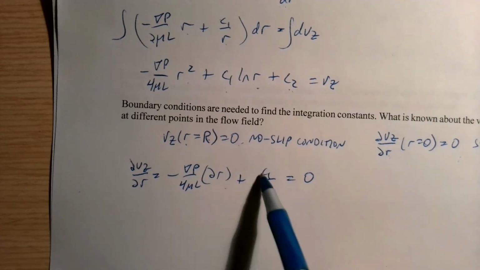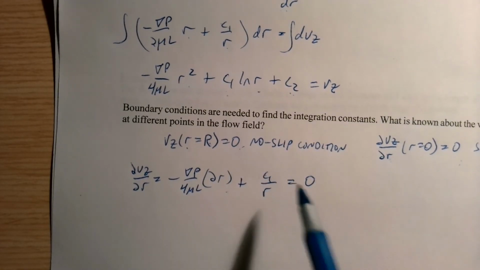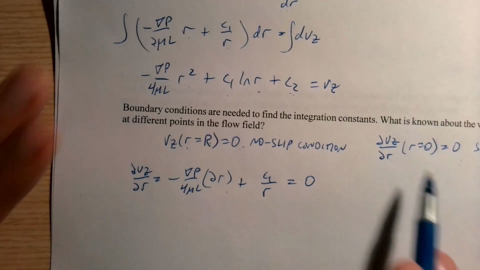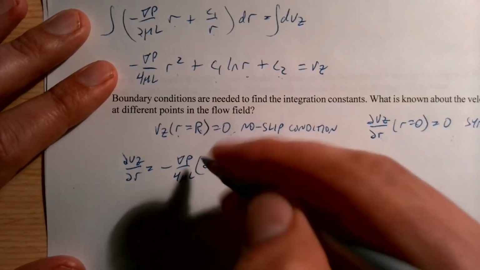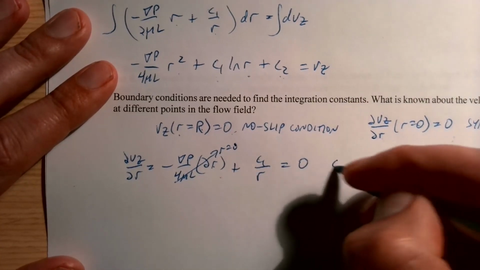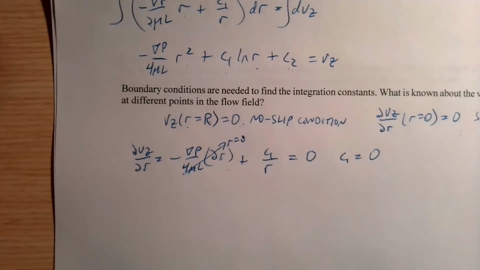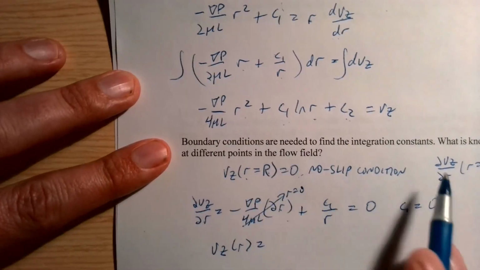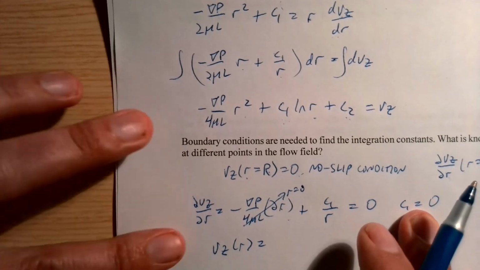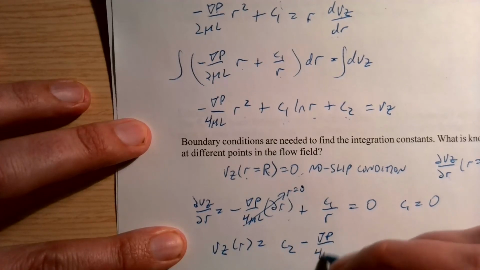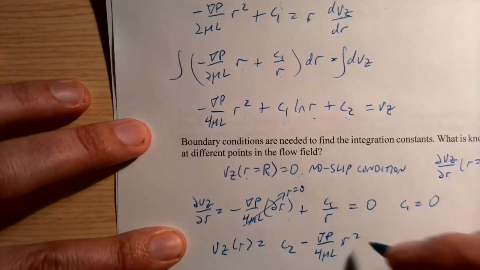And so what value of C1 here is going to make this right, and so this is at r equals 0. Now I have to remember, if I plug in r equals 0 here, that goes away. So basically this just tells us then that C1 has to be 0. Okay, and so now we're down to Vz as a function of r. That's this whole equation. We've now determined, because of our symmetry condition, that C1 has to be 0. And we're left with C2 minus delta P over 4 mu L times r squared.